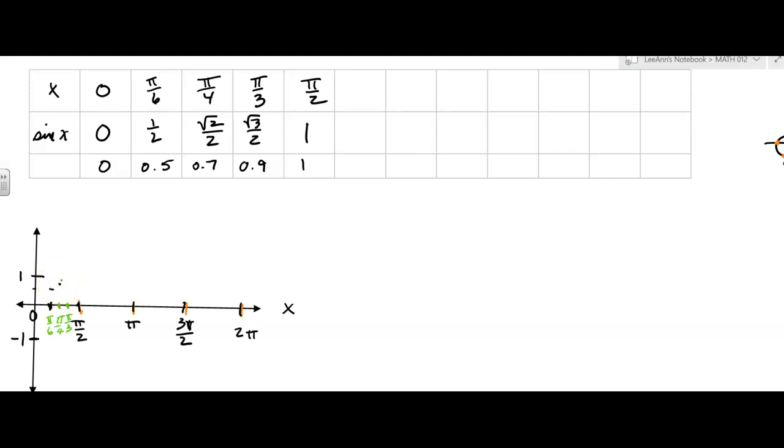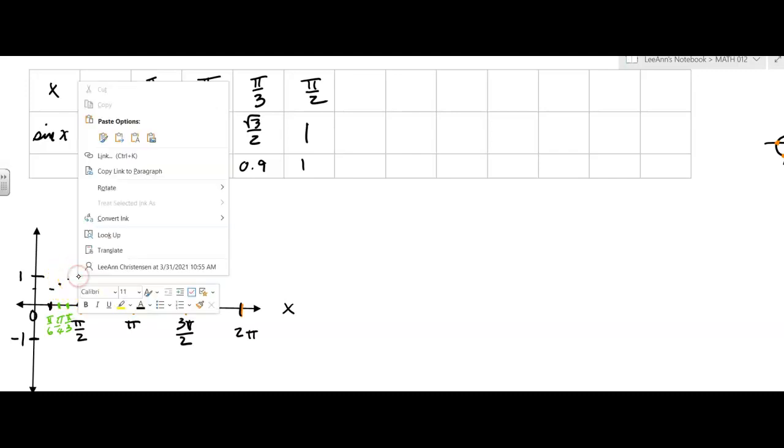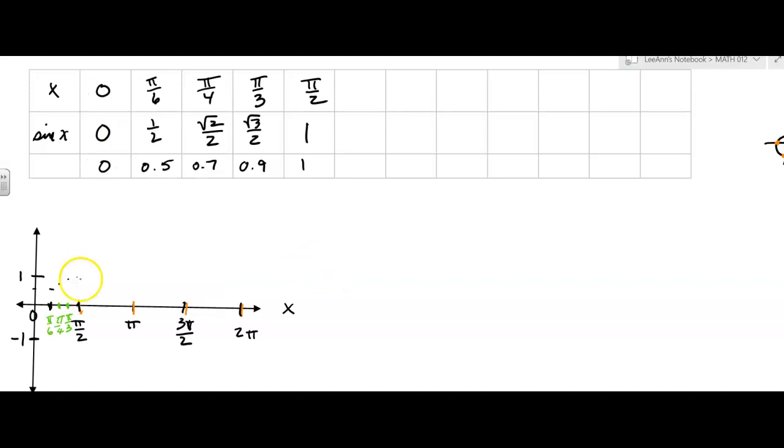And pi over 3 is not quite to the 1. Pi over 2 is at the 1. I wish I wouldn't do that. Okay, and so we get, by the way, 0, 0. I didn't graph that, did I? 0, 0. Okay, so we get this kind of curve going up here like this. Now, I can go into the next quadrant, and I'll go ahead and try to do that.